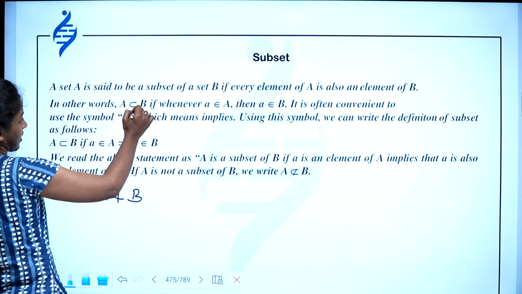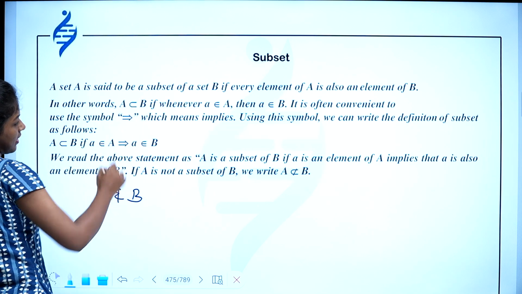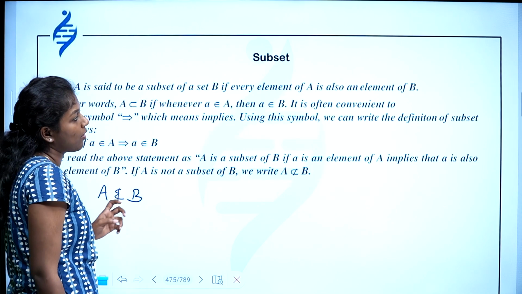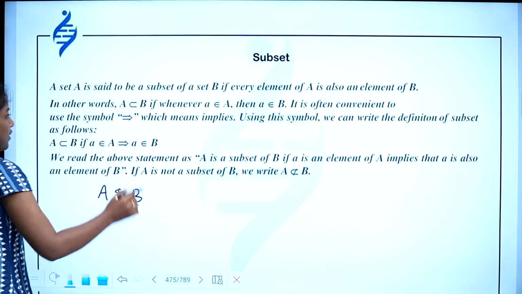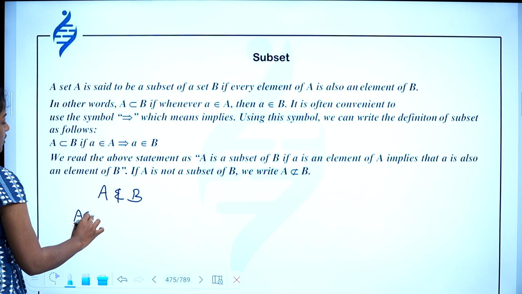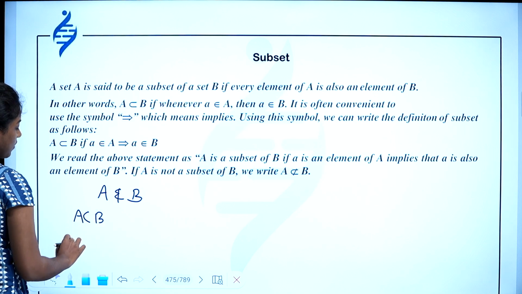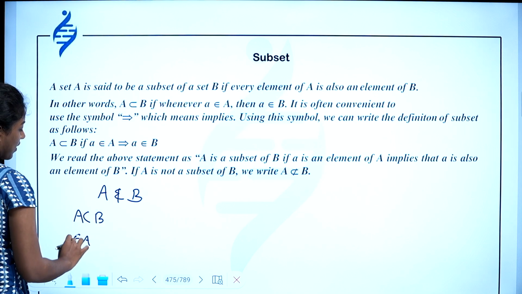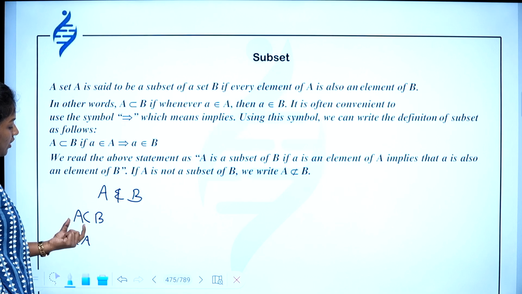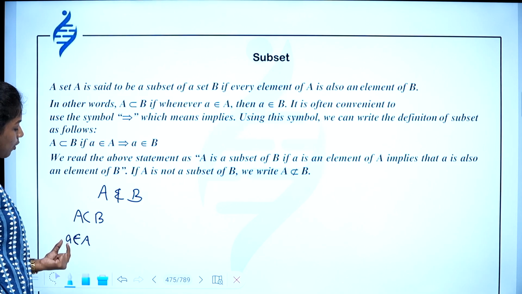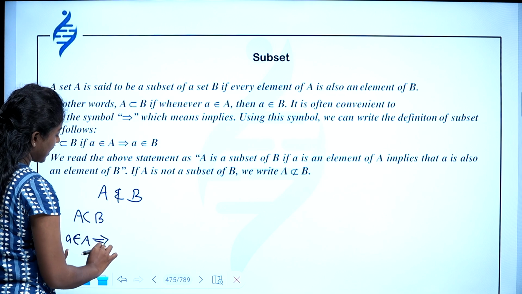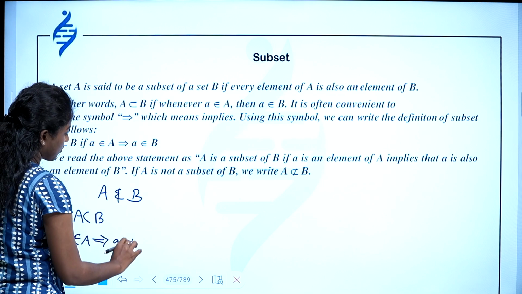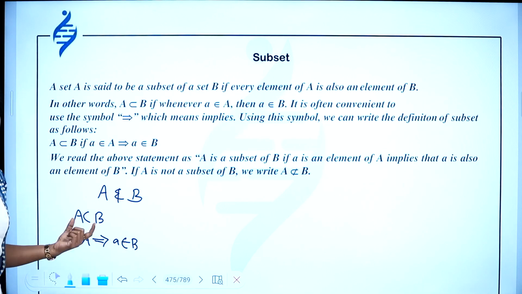In other words, A is a subset of B. This is the subset notation. Whenever a belongs to A, then a should belong to B. That is, if A is a subset of B, and we choose an element small letter a from this capital A, then we get a belongs to B. If A is a subset of B, then you get this thing.